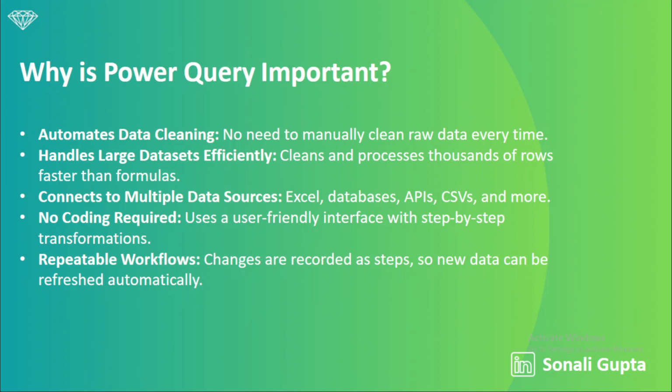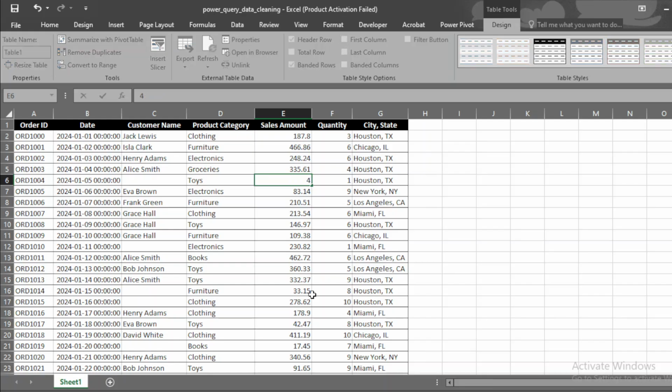So let's move to our practical example, and we will implement the Power Query data cleaning practice and see how it saves our time more effectively. We have a sales data set, and we will understand the Power Query in detail through it. So let's move to our data set. This is our sales data set. In this, we have an order ID column, date, customer name, product category, sales amount, quantity, and the city state column.